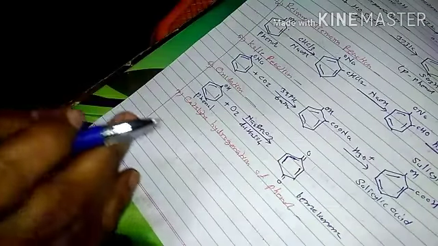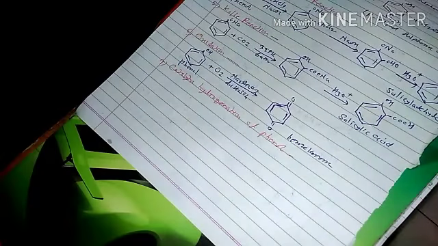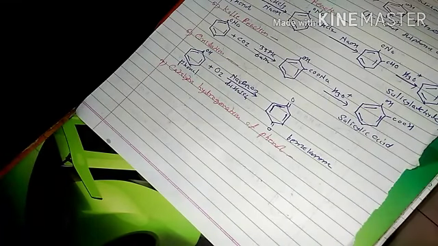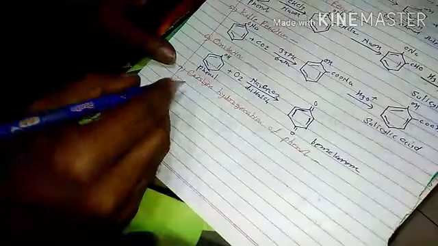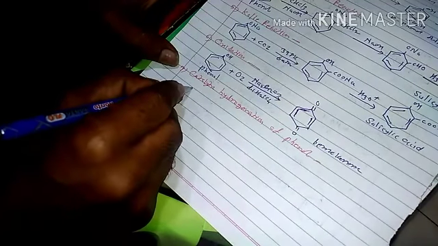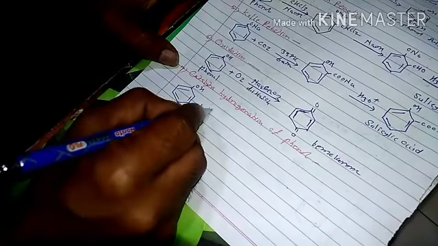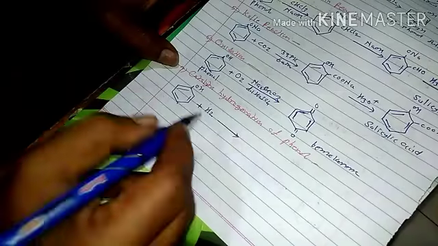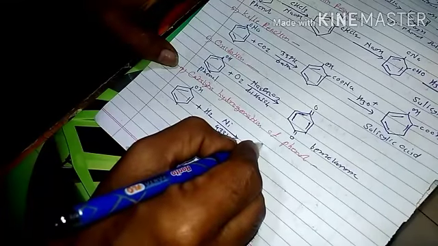Now hydrogenation means reduction, addition of hydrogen. Now here when a mixture of phenol vapors and hydrogen is passed over nickel catalyst at a temperature of 433 Kelvin, it gives cyclohexanol. Now this is phenol. Here there is OH and plus H2. Addition of hydrogen is known as hydrogenation or reduction, and catalytic means this reaction takes place in the presence of a catalyst like nickel, platinum, palladium, etc. Temperature required is 433 Kelvin. Now see the product here.